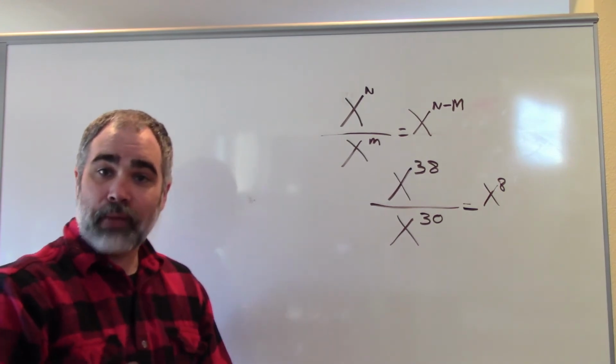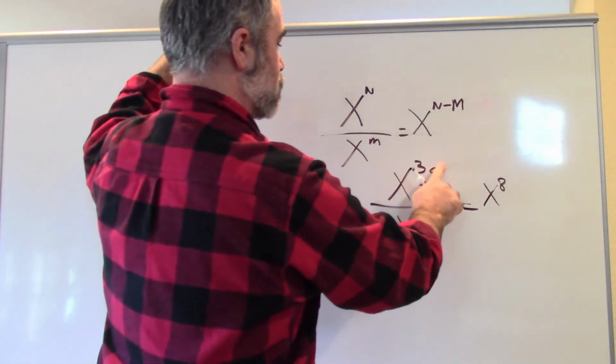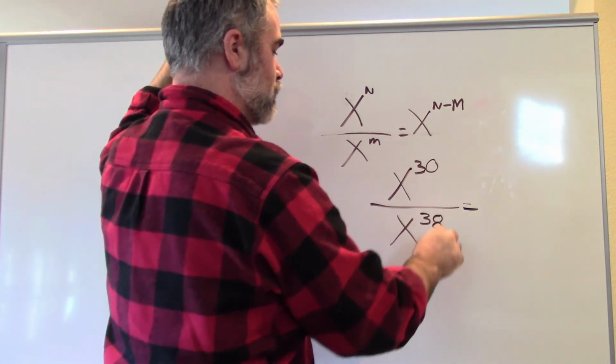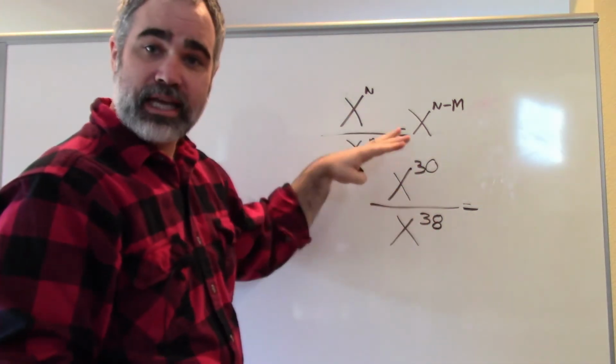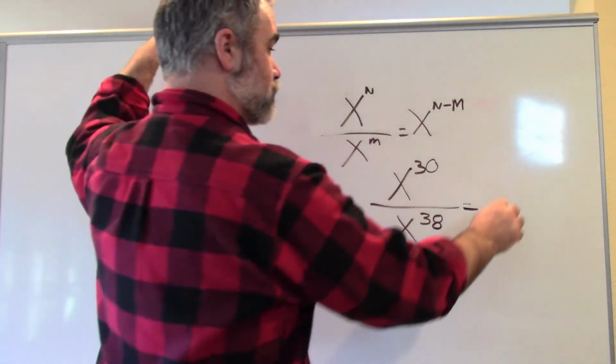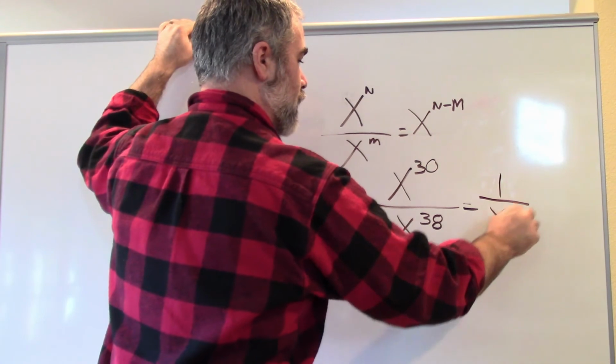If you had this the opposite way, if this was 30 on the top and 38 on the bottom, that means all 30 would still cancel out. The only difference is the 8 that are left over would be on the bottom. So you'd have 1 over x to the 8.